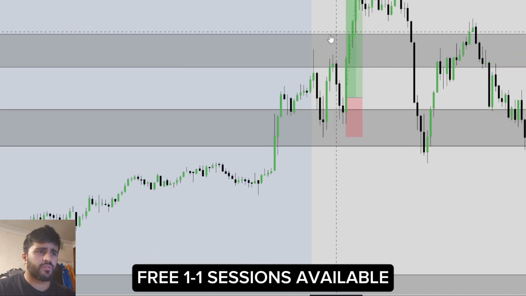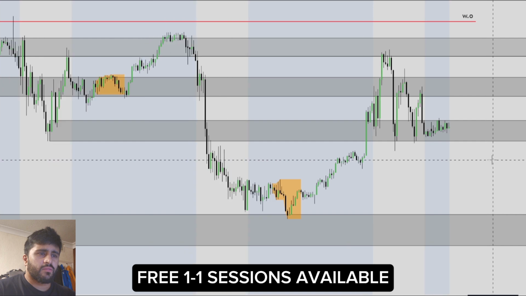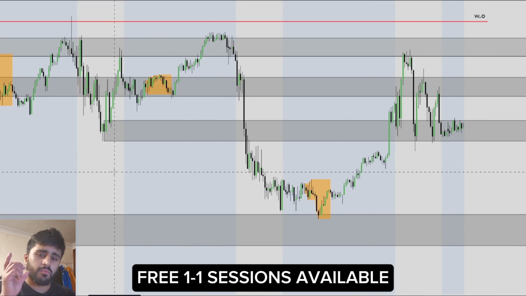So now we want to focus on this key level over here, right? So again, what makes this key level valid? In this case, we're looking at, again, extremities, right?